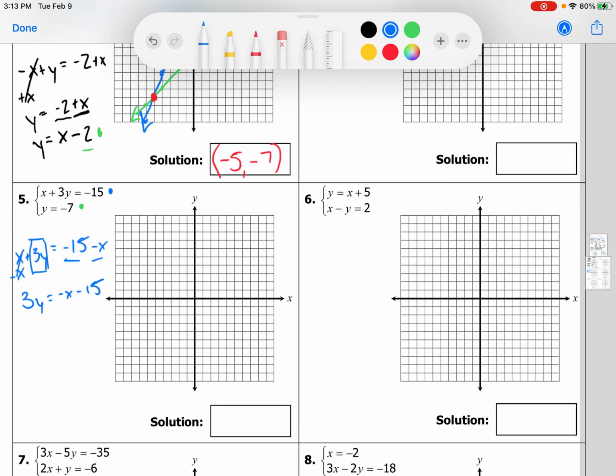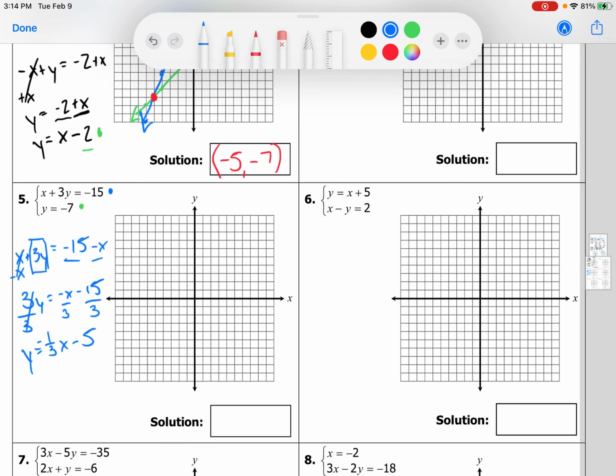Now, we have our y by itself on the left, but we do have that coefficient in front of it, and that is not okay. We don't want that coefficient, so I'm going to divide by 3, which means I need to divide each term by 3. So I'm left with y equals -1/3 x minus 15 divided by 3 would be 5. So I'm left with y equals -1/3 x minus 5. So let's go ahead and graph that one first.